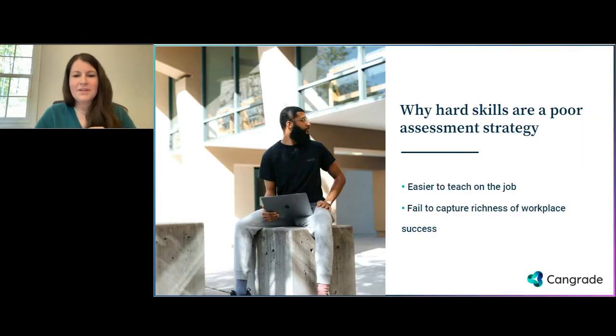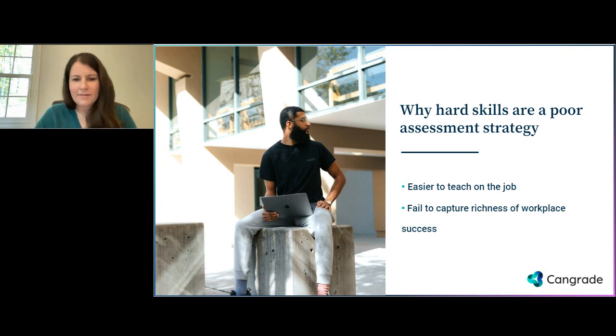So the next approach that we look at is hard skills. Now, I don't necessarily want to say this is a poor assessment strategy, right? Cangrade has a full library of hard skill tests. We wouldn't use them if it wasn't valuable. But sometimes they fail to capture the richness of workplace success.